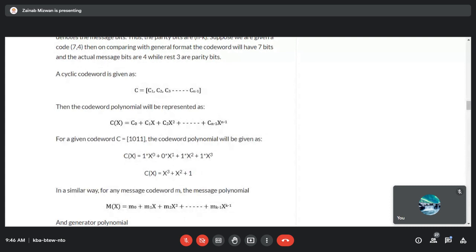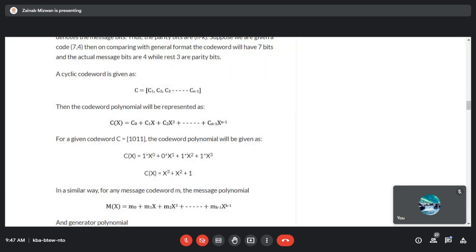Now the question arises, what are the values of C0, C1, C2 and C3? These values will be given from your code. The code given to us is 1011. So the first bit is C0, then C1, C2 and C3. The C0 value is 1, so I write 1 over here. C1 value is 0 into x1, plus C2 is 1 into x square, plus C3 is also 1 into x cube. So the final equation will be 1 plus 0 into x, this term turns out to be 0, plus x square plus x cube. So this is going to be your code word polynomial. This is how the code word polynomial is generated.